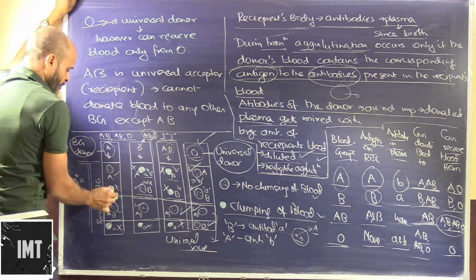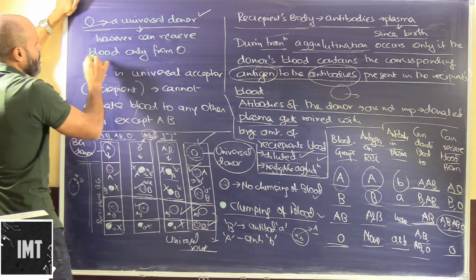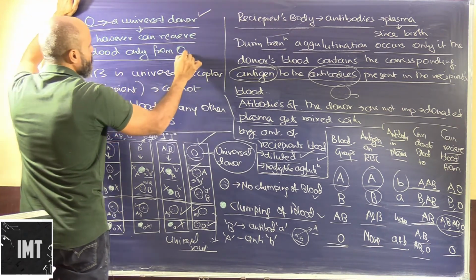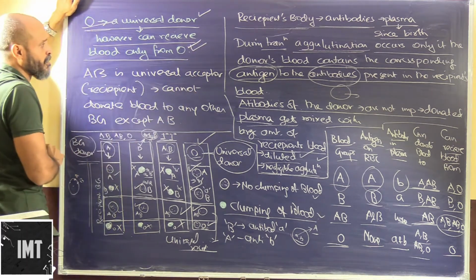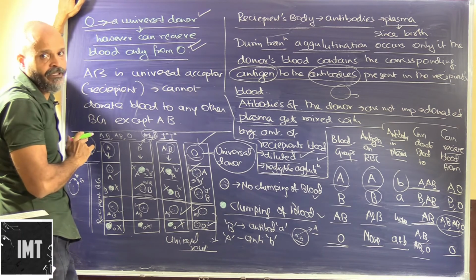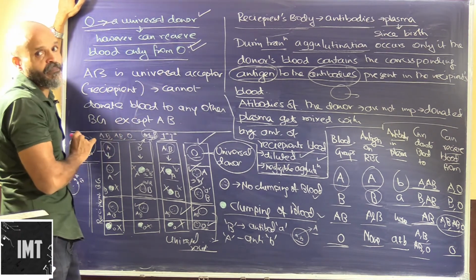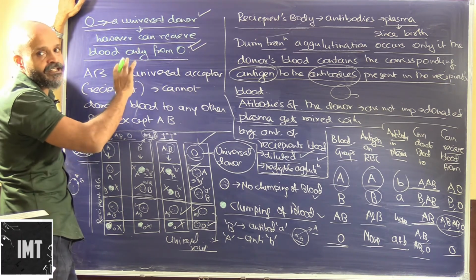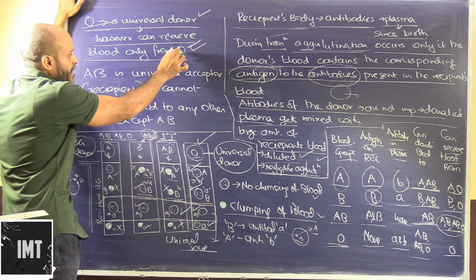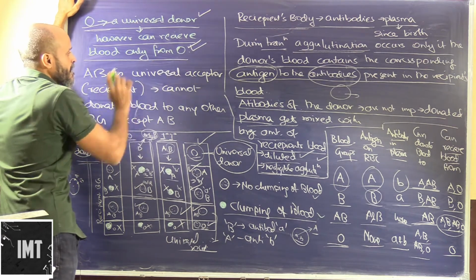So we can see from here that blood group O is a universal donor, however it can receive blood only from O group, because blood group O has both the antibodies A and B, and they will simultaneously react with antigens. So it has to receive blood that is free of antigens A and B. That can only be possible if the donor's blood group is O.